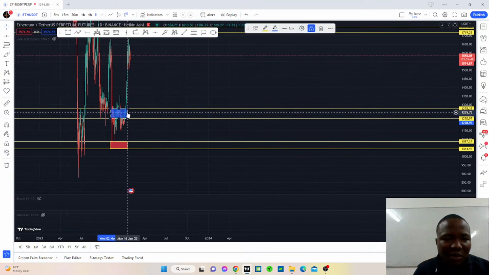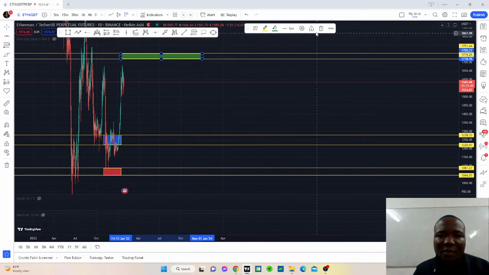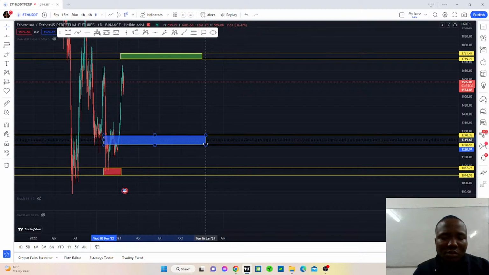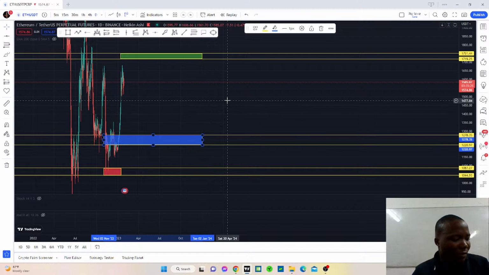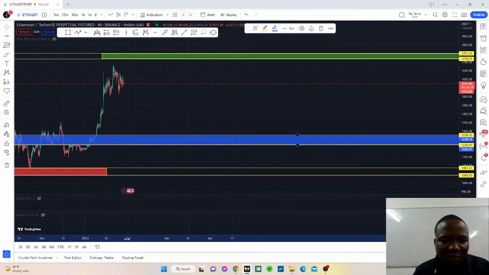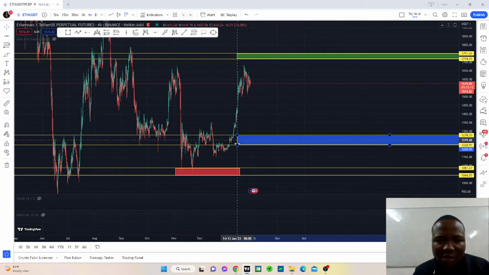So guys, you extend this. I'll extend this one as well. And make sure you lock your zones, so that it doesn't drag, it doesn't leave the exact position. So make sure you lock them. So this is my second zone. I'll be falling back to the 4 hour time frame so I have a clear view of what I'm doing. This is my second zone.